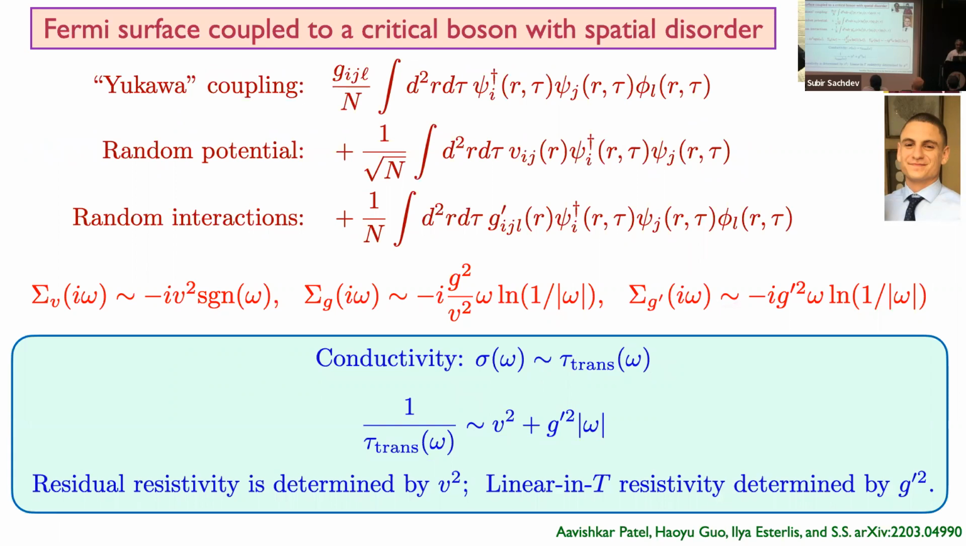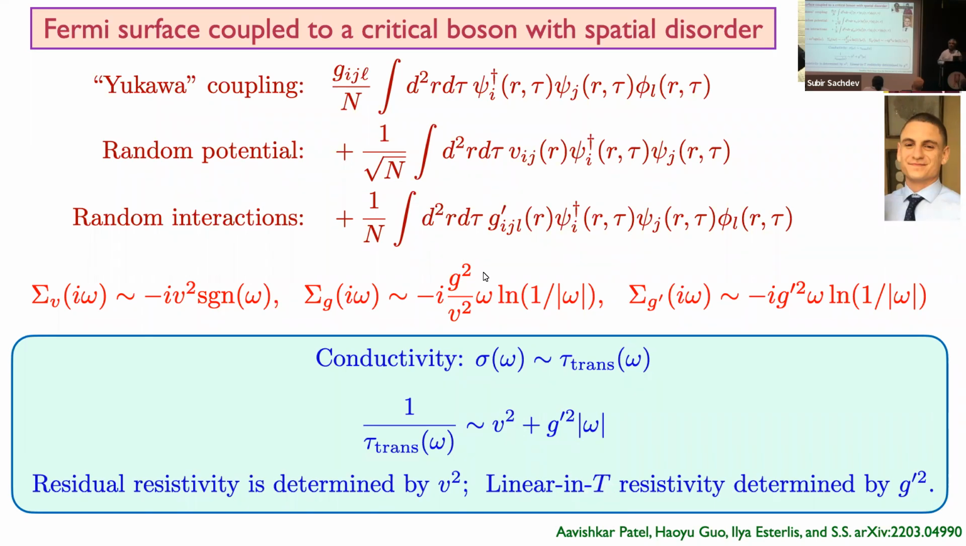You get a resistivity that has two contributions. There's a random potential term that gives you the resistivity at zero temperature. And then there's a random interaction term that gives you the linear T resistivity. That's exactly what comes out. So that's the basic lesson, that if you have a strongly interacting system and there is some spatial randomness in your interactions, that can be a very robust mechanism for linear T resistivity in 2 dimensions.